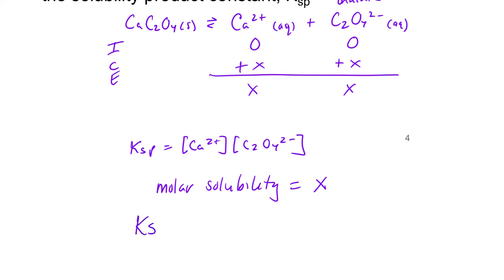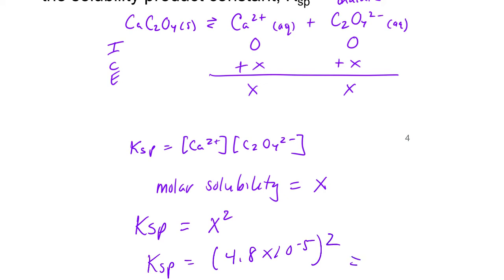So our KSP then is equal to X squared. I'm just plugging in our values for calcium and oxalate into our KSP expression. KSP is equal to X squared. We know what X is: (4.8 times 10 to the minus 5) squared. So we square that, and our KSP is equal to 2.3 times 10 to the minus 9.